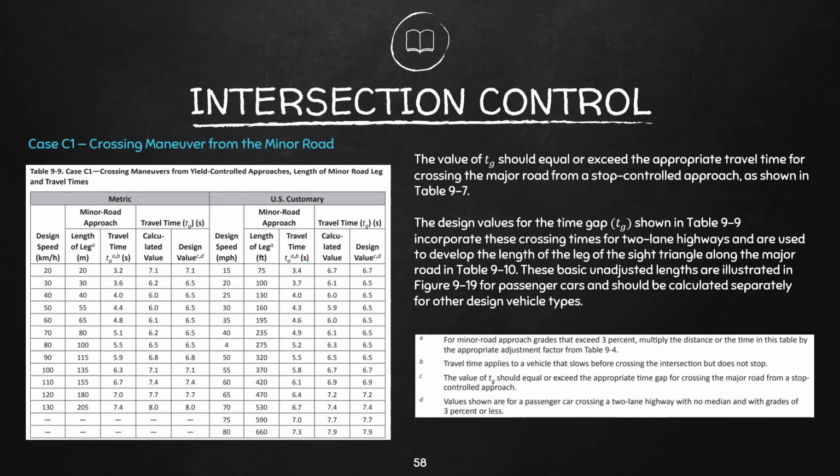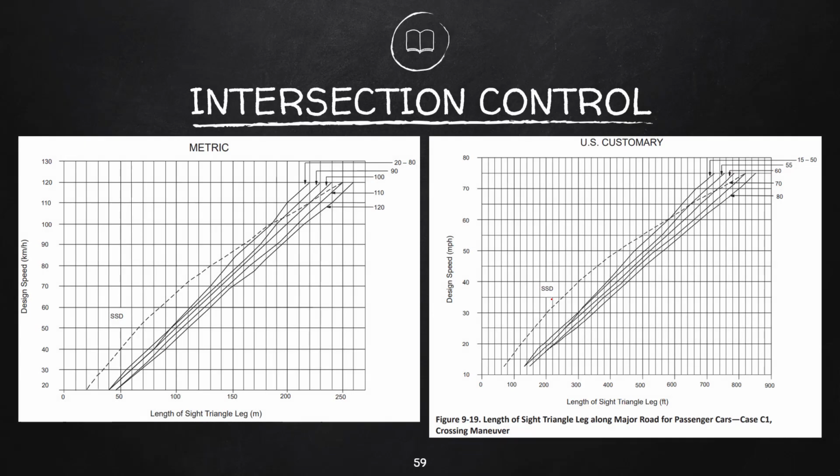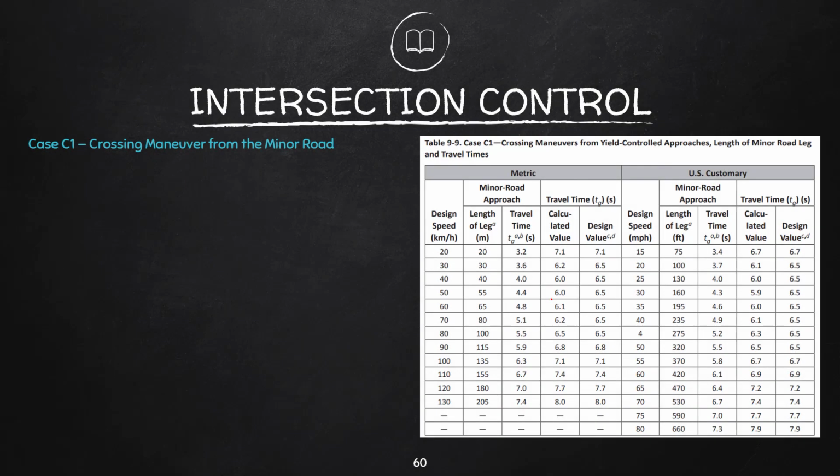So for table 9-9, you have some notes. For minor road approach grades that exceed 3%, multiply the distance or the time in this table by the appropriate adjustment factor from table 9-4, and some other considerations. You can just read on this one. So here is the image comparing the stopping sight distance with the case C sub 1 crossing maneuvers.